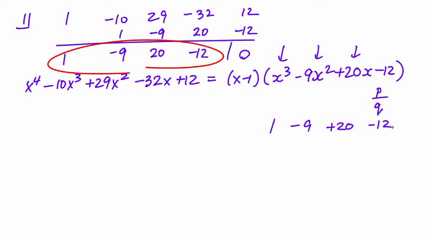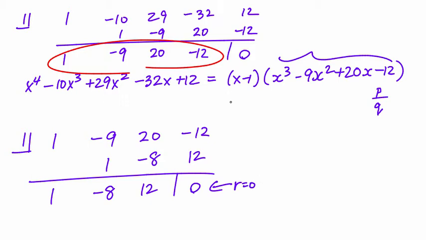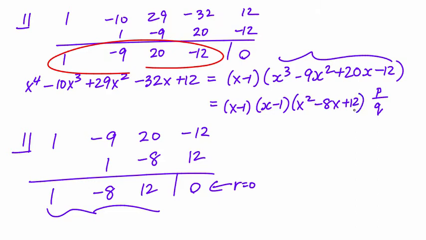Yay! 1 works again. So, synthetic division again, but now using 1, minus 9, 20, and minus 12, the coefficients of this part. I'll do it quickly again. We should get a remainder of 0. And we do. That means that my polynomial actually factors to x minus 1 and x minus 1 again, and this piece, which is x squared minus 8x plus 12. Now, I don't have to do synthetic division again. I just need to know how to factor this.